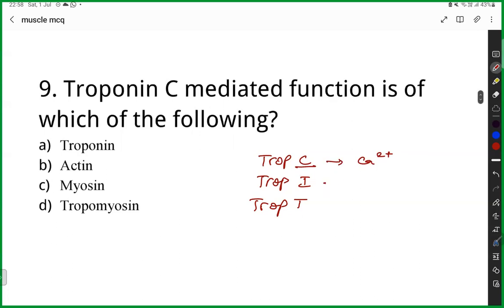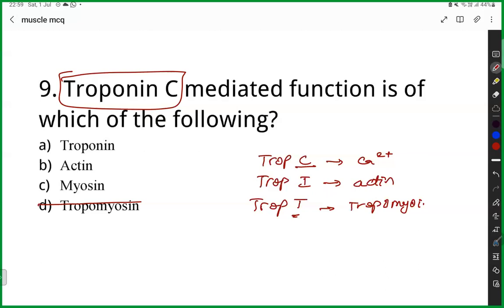Okay, troponin I is going to be on actin. Troponin T is going to be on tropomyosin. If my question was trop C, trop T, I could choose tropomyosin. But now it is not going to be trop T because trop C is given. Therefore, the tropomyosin option is ruled out. And everything is going to be on the actin. Nothing is going to be on the myosin, so myosin is ruled out.